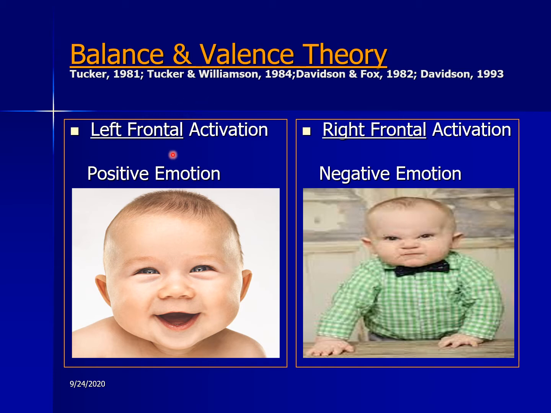So this theory now predicts that positive emotion occurs with left frontal activation. For example, a baby seeing its mother and maybe a nice smile from the baby to its dad, we would expect left frontal activation. With right frontal activation, we expect negative emotion.